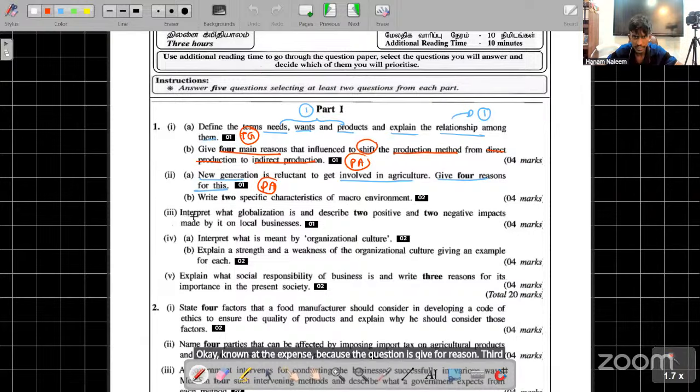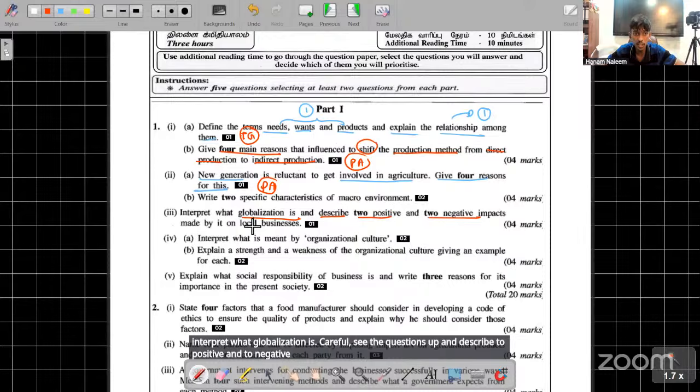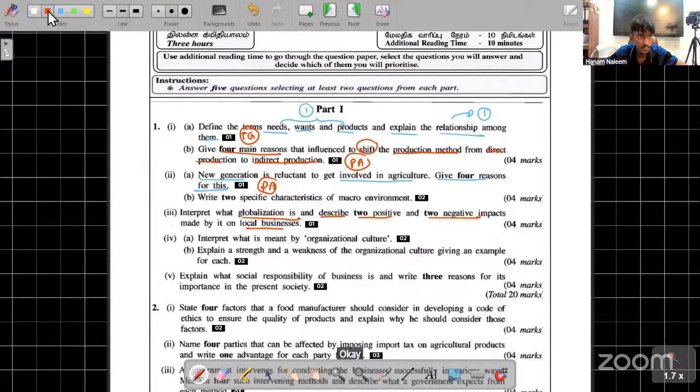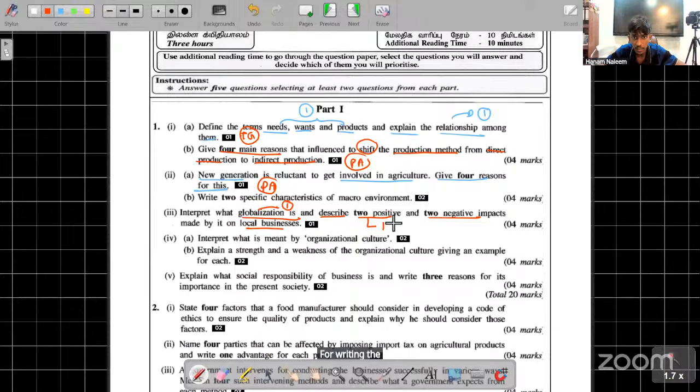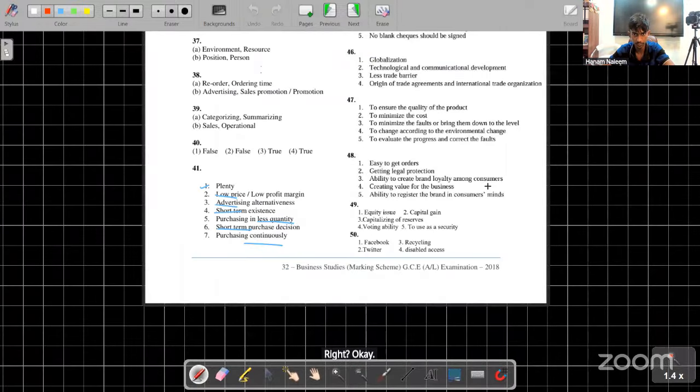Third question: interpret what globalization is and describe two positive and two negative impacts made by it on local business. Now careful, it's a 4-mark answer. In a 4-mark answer, for explaining what globalization is, you get 1 mark. For writing the positive impact, you get 1.5 marks. Allocate the marks. Then for writing the negative impact, you get another 1.5 marks. Right? Okay, now we'll go and write the answer.